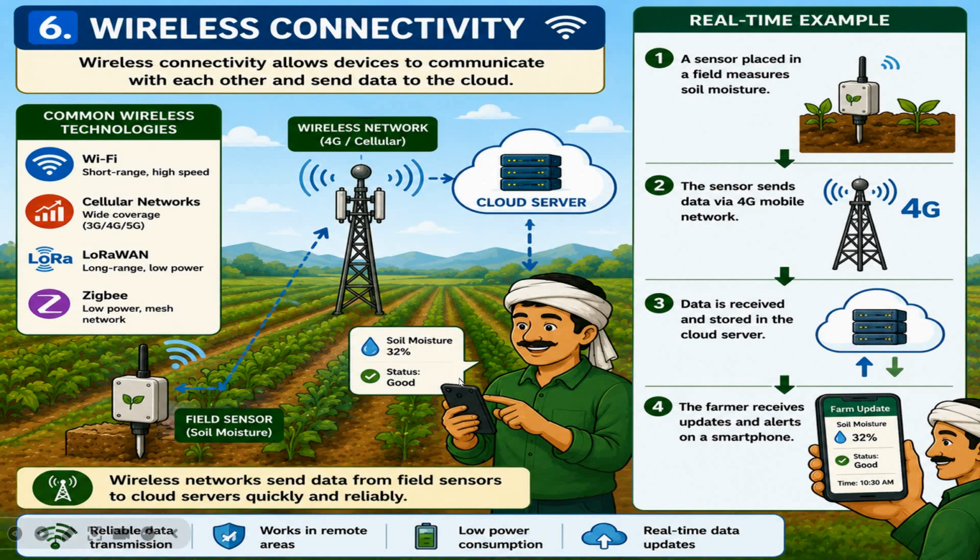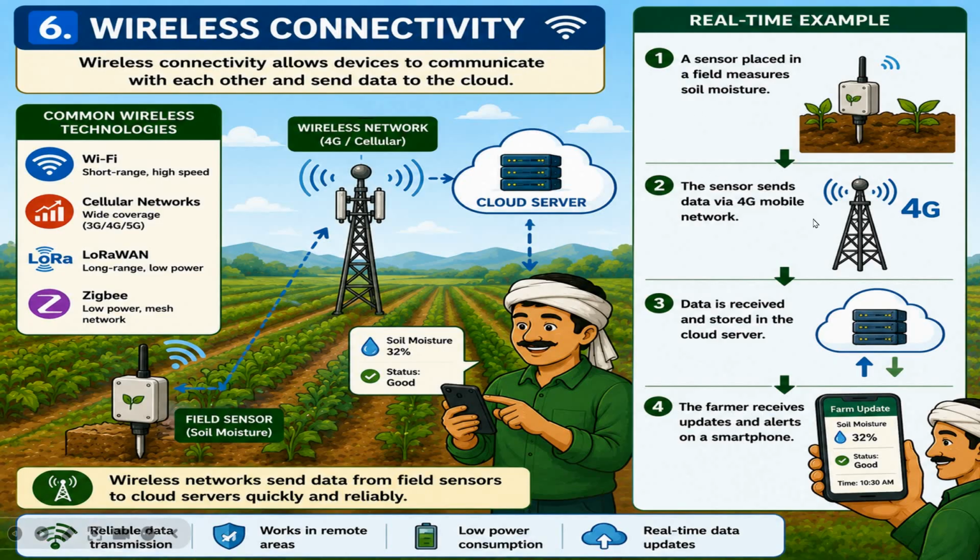After processing, the information is sent to the farmer's smartphone, and the farmer can view the important data such as soil moisture level, then field status and alerts in the real time. So this allows the farmer to monitor the farm from anywhere.